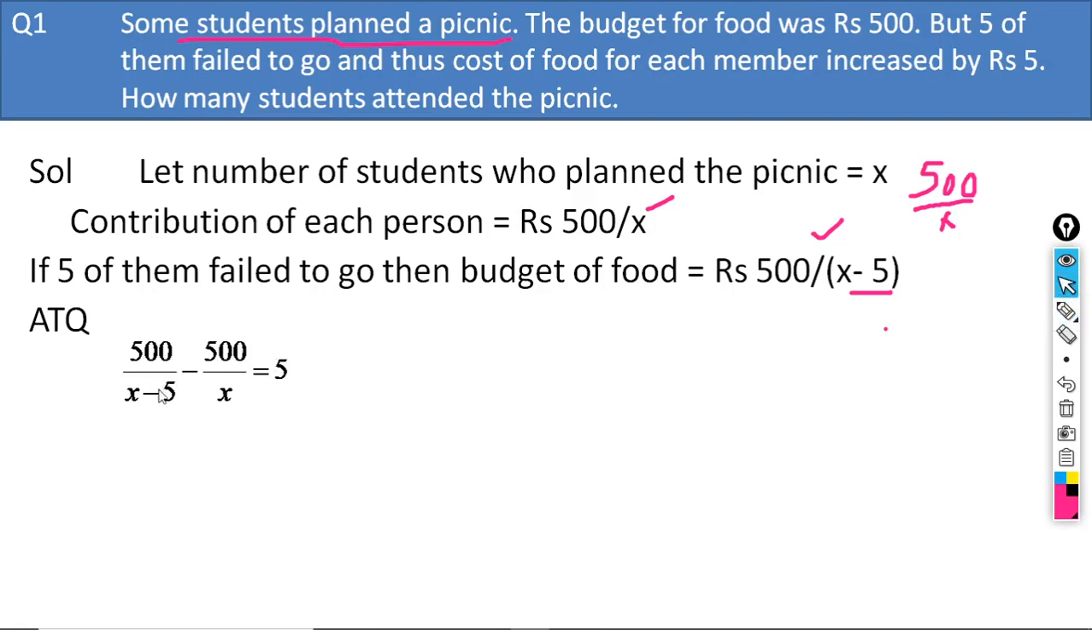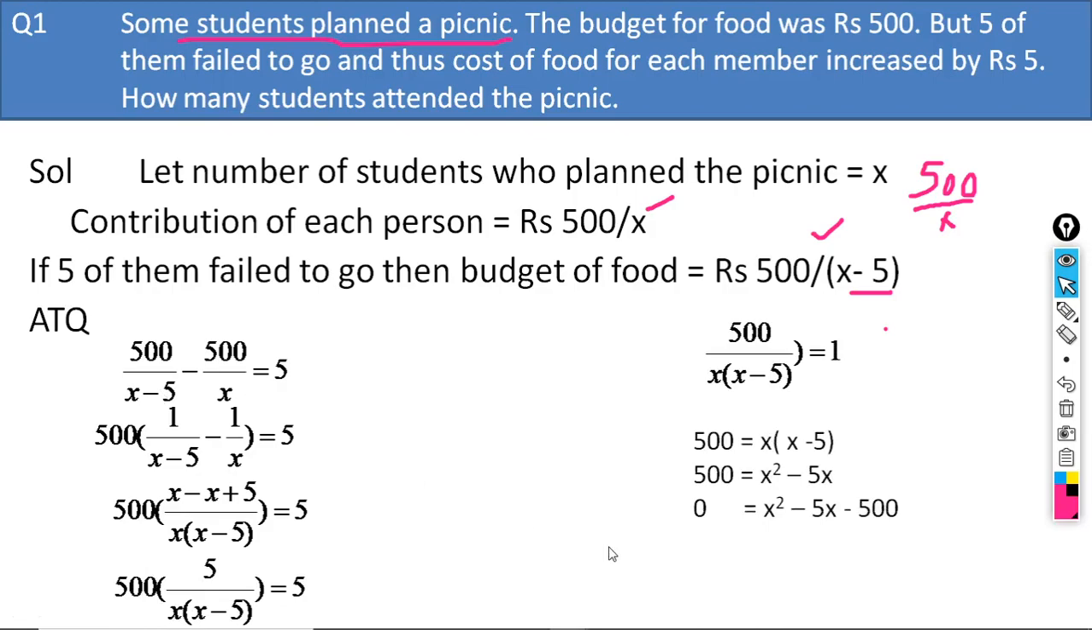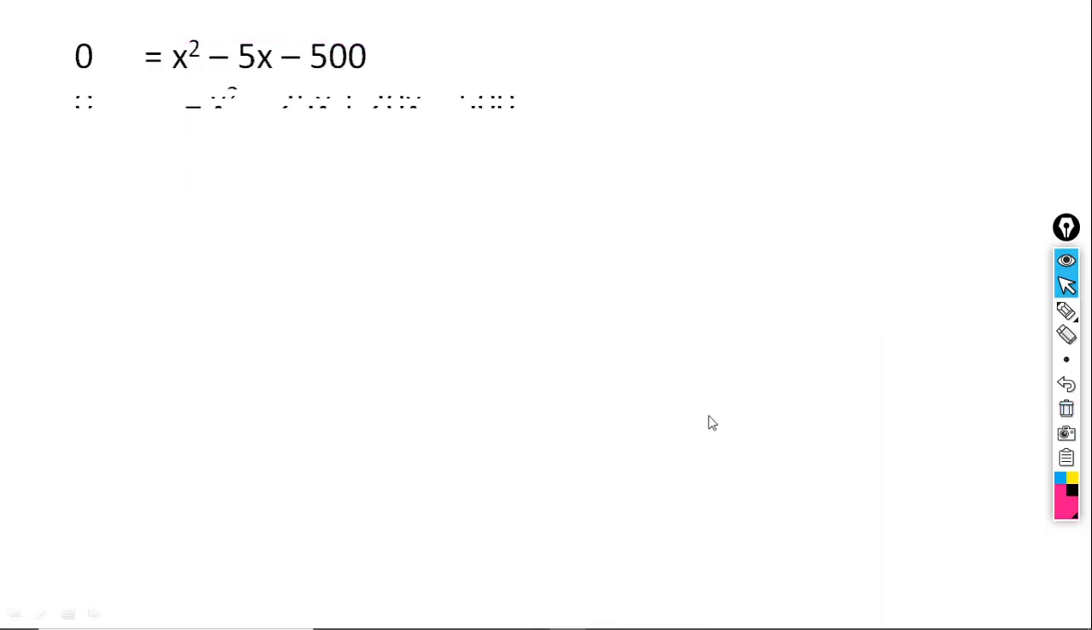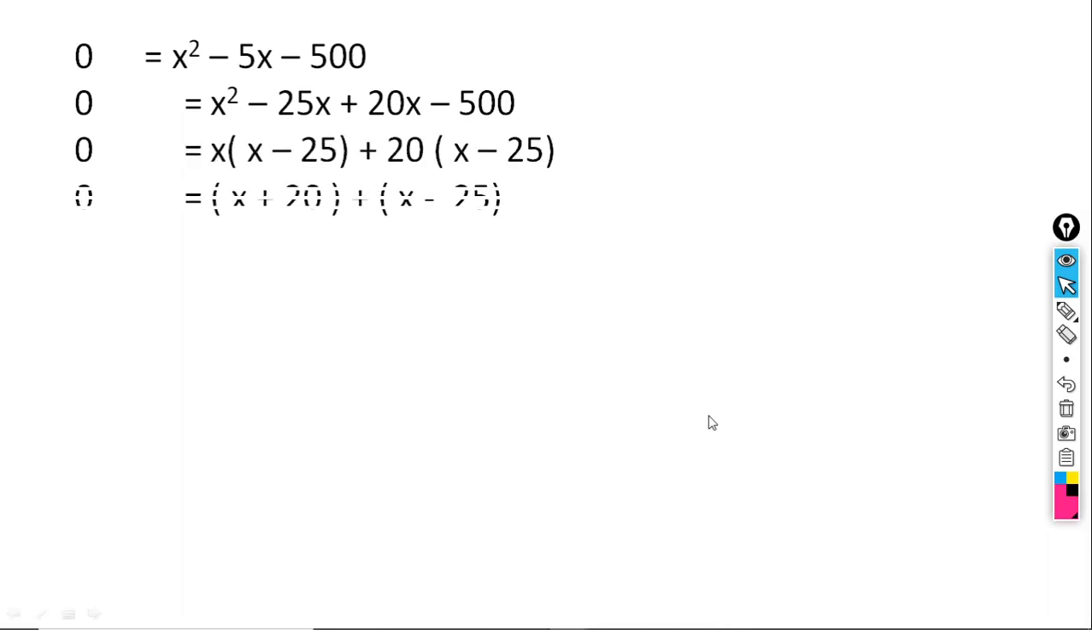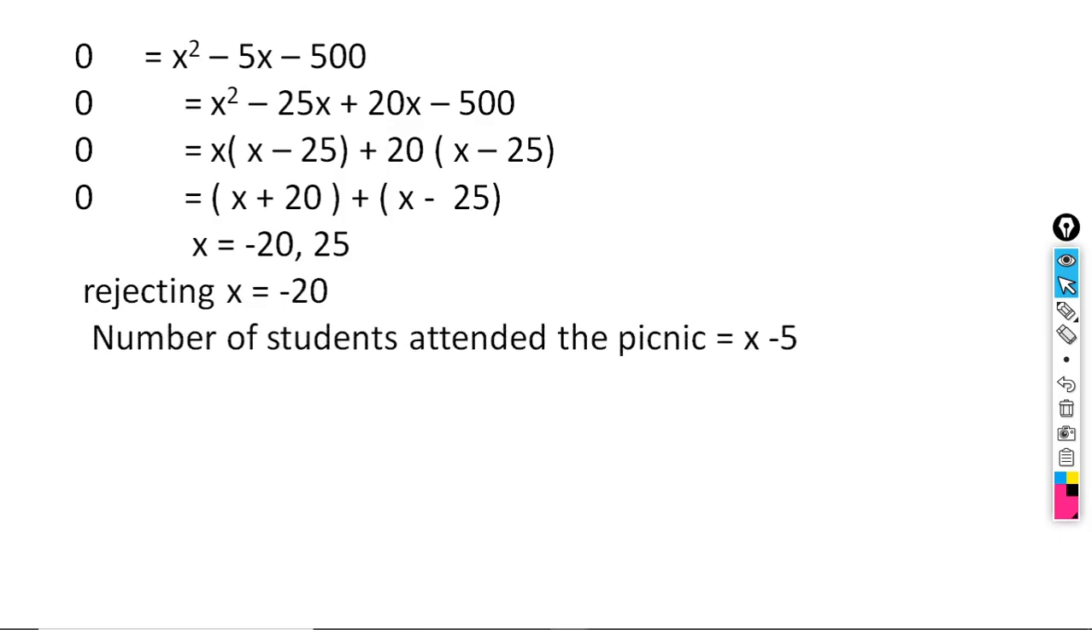Once we get this condition, we can solve it easily by taking 500 common and taking the LCM, cancelling a few terms, and we get a standard quadratic equation, x square minus 5x minus 500. By solving this further, we get the two factors 25 and 20, and getting the value of x from here, x comes to be minus 20 and 25. So the number of students who attended the picnic is x minus 5. Substituting x as 25, the number of students who attended the picnic is 20.